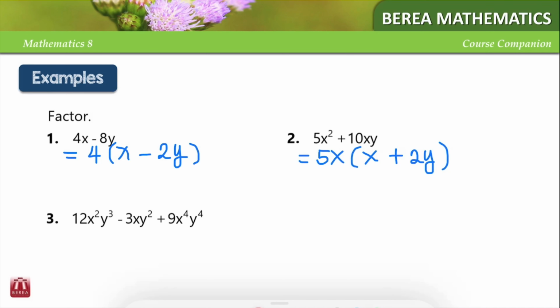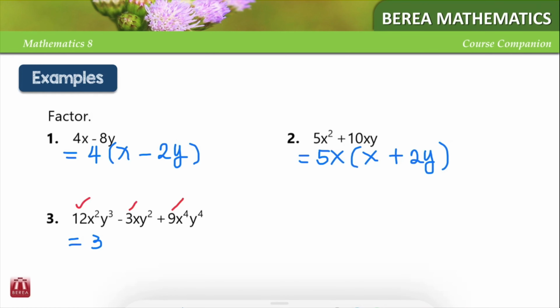For our next example, we have 12x squared y cubed minus 3xy squared plus 9x to the fourth y to the fourth. So let's start with the numerical coefficients. We have 12, 3, and 9. And the GCF of the three numbers is 3. That would be part of our common monomial factor.